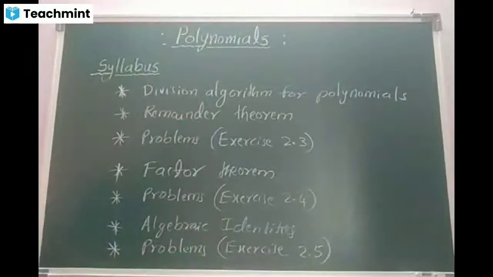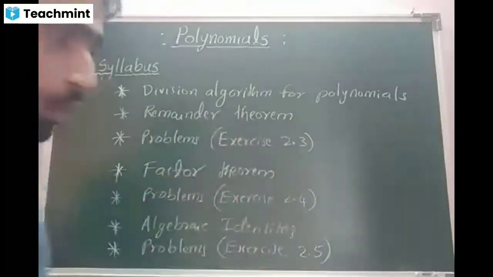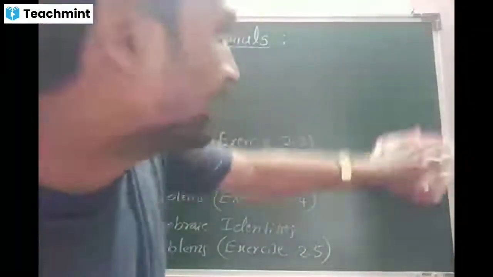Yes, sir. Polynomial syllabus. Introduction. Definition and examples. Degree of polynomials. Problems. Exercise 2.1. Zeros of polynomials. Problems. Exercise 2.2. Division algorithm for polynomials. Remainder theorem. Problems. Exercise 2.3. Factor theorem. Problem. Exercise 2.4. Algebraic identities. Problem. Exercise 2.5. Very good, beta. This is the total syllabus for the present chapter, polynomials. Is it understood by everyone, beta?